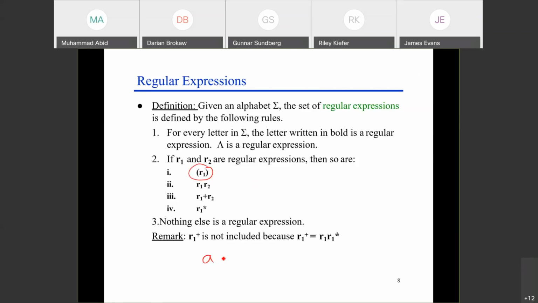I have a language which has anything, let's say lambda or one b or two b's or three b's, any number of b's. So what is the regular expression of this language? Jacob Morris.